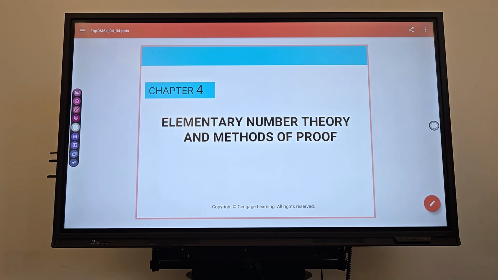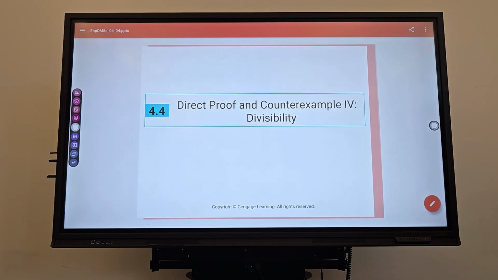So we're going to be covering hopefully 4 sections today. They're brief sections, so we'll try to move quickly through them all. Elementary numbers and number theory and methods of proof. Number 4, divisibility.